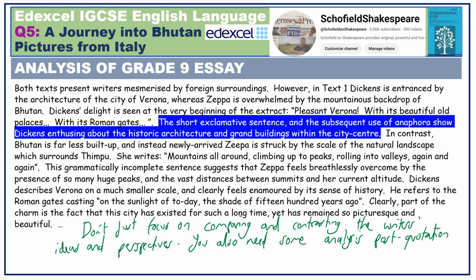Why does this get the full Monty 22? Well, remember that the middle bullet point of the mark scheme asks for analysis of writers' ideas and perspectives, including how theme, language and/or structure are used across the text. This means that post-quotation you need to do a little bit of AO2 analysis, as I do here when I reference the short exclamative sentence and the subsequent use of anaphora, with its, before suggesting that this shows Dickens' enthusiasm for the historic architecture and grand buildings of Verona.